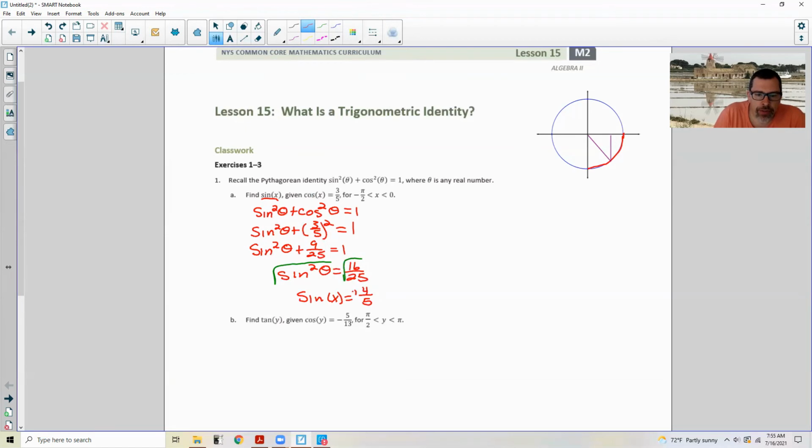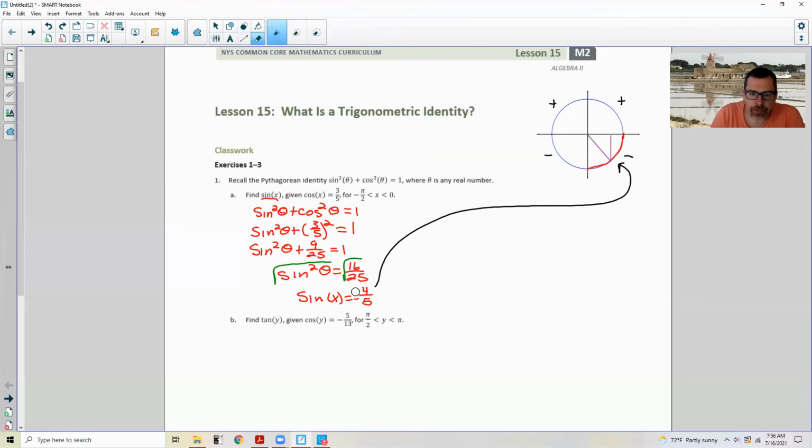Remember that when you take the square root of something, you get a positive or a negative solution. But now we have to focus on where we are in the unit circle, and we are in the fourth quadrant. And sine is negative. So sine is positive here, sine is positive up here, sine is negative, sine is negative. Sine is your y. So I only want the negative value, so I'm going to just eliminate the positive. So my answer is negative 4/5.